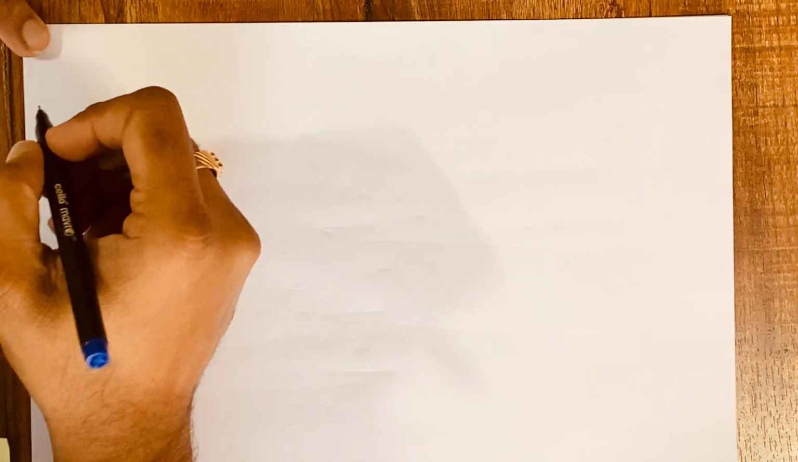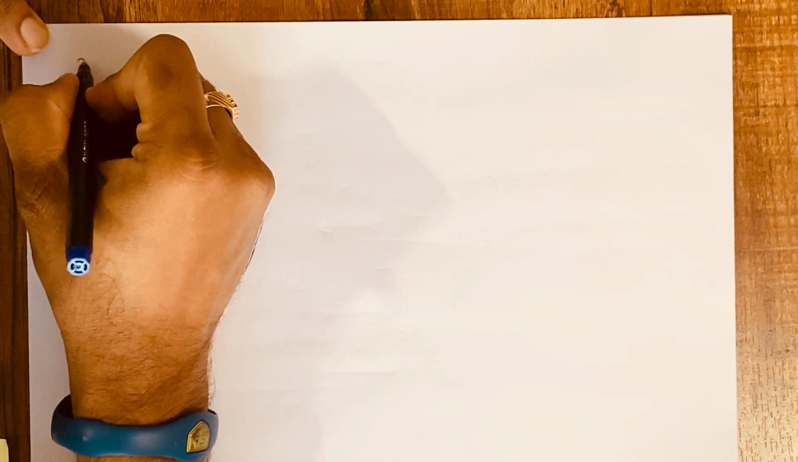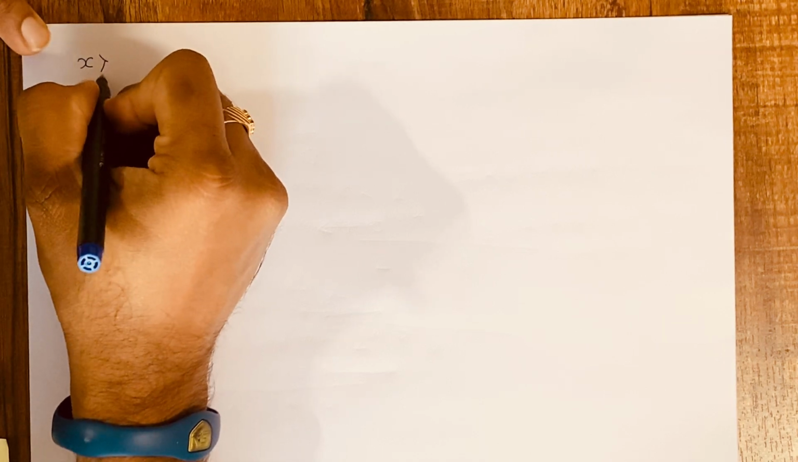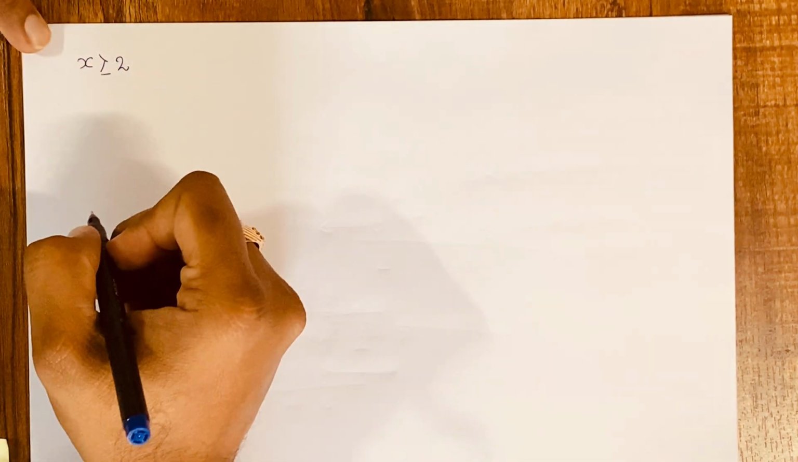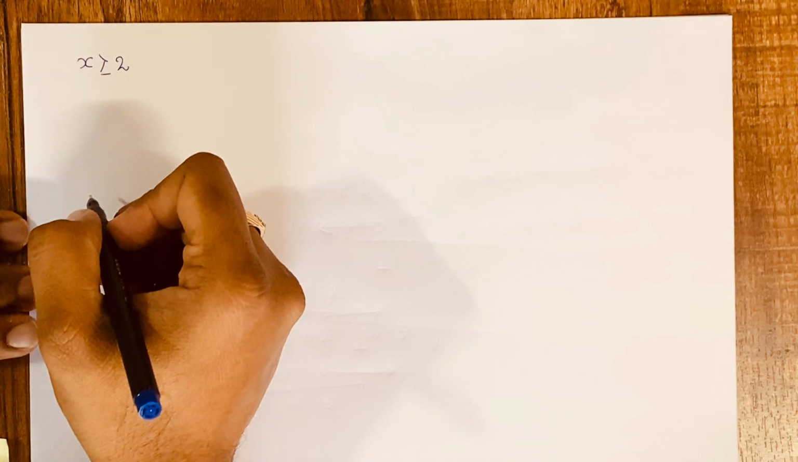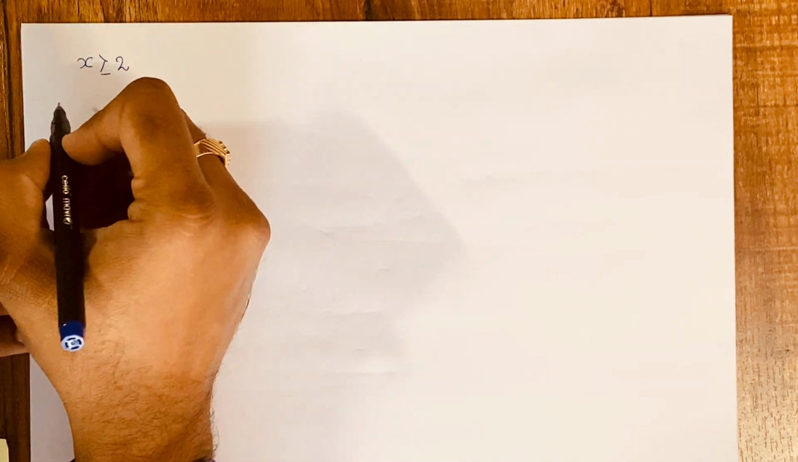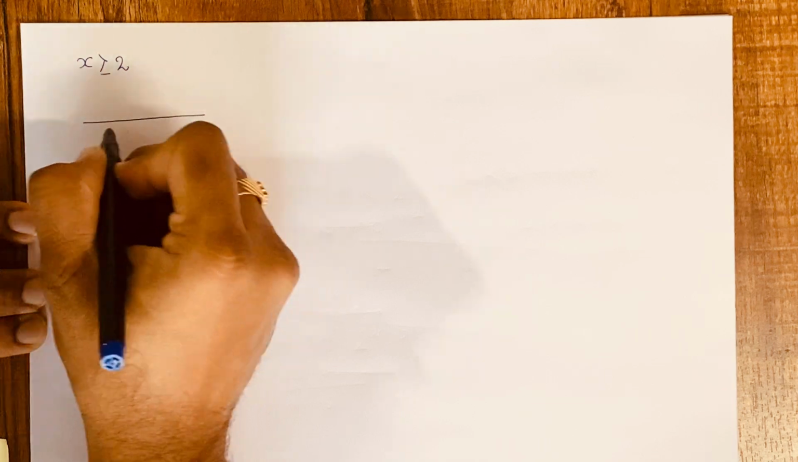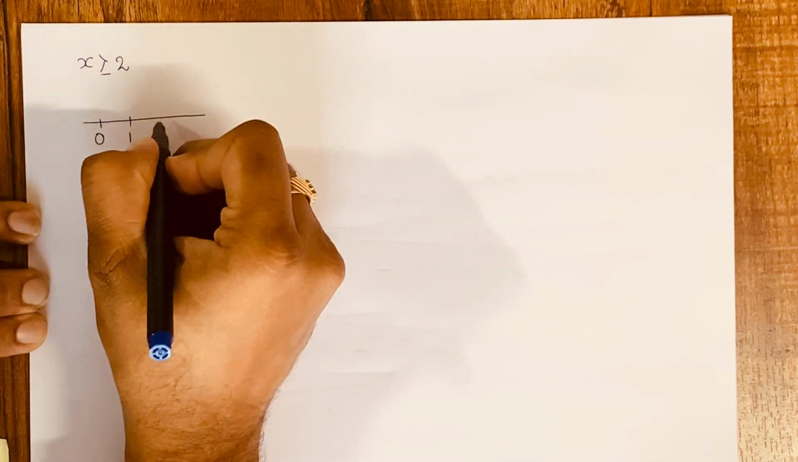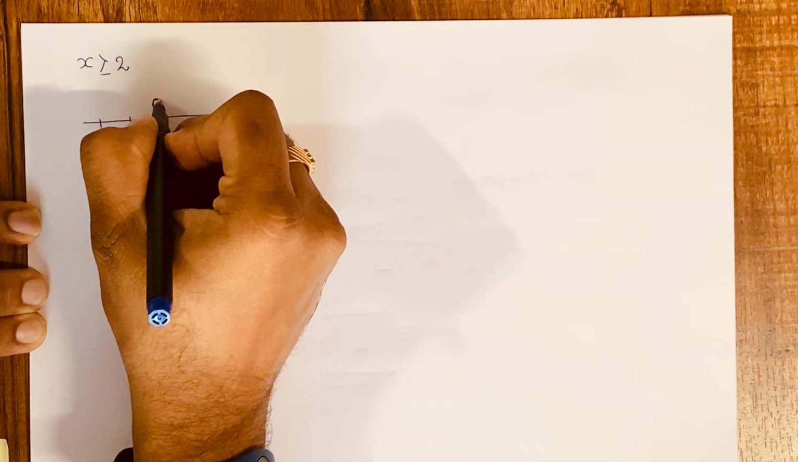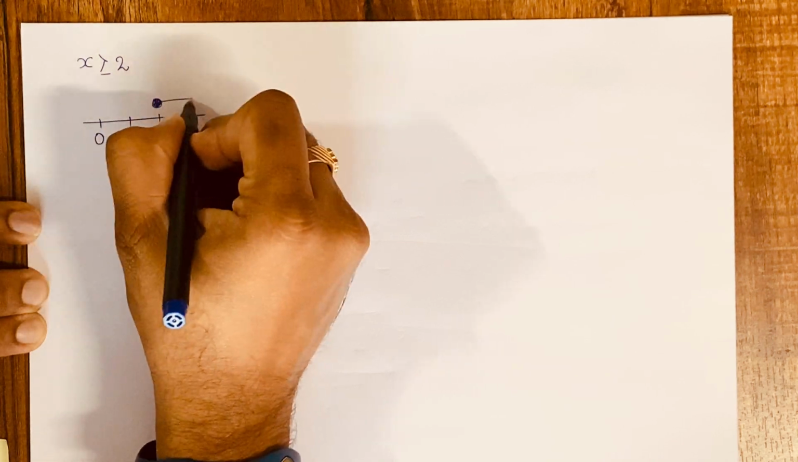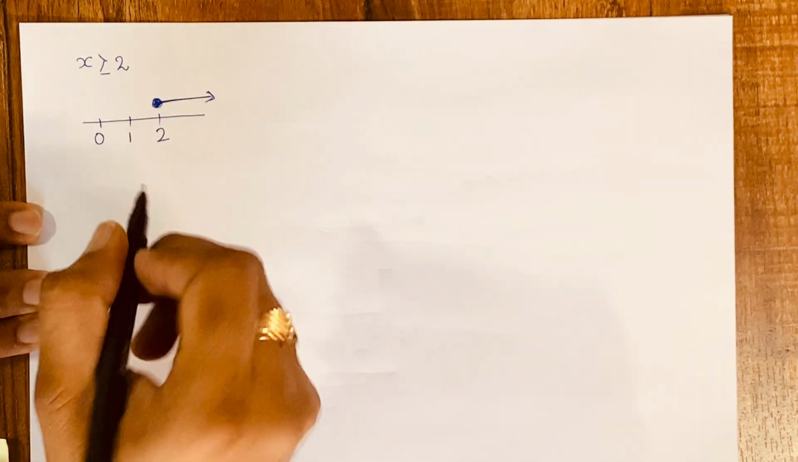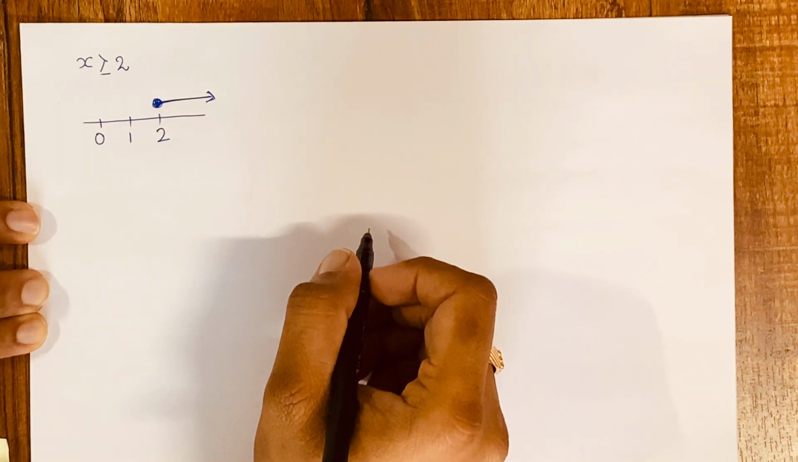So let's see. For example, I am saying here that x is greater than equals to 2. What do you mean by x greater than equals to 2? x greater than equals to 2 means that x can be any number in this number line which is greater than 2, including 2. So this can be the number.